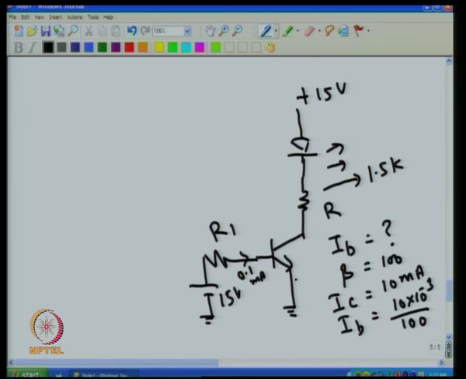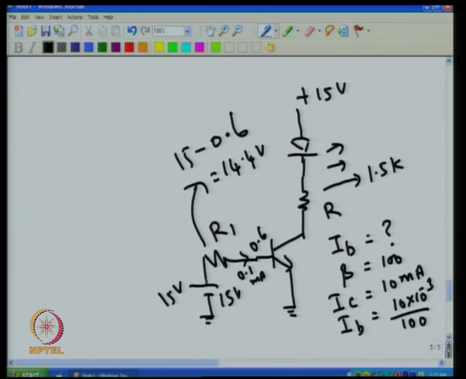Now, we know that this point is 0, and then we know this point has to sit at 0.6, because base emitter forward bias we need 0.6. So, this is 0.6. So, this is 15. So, voltage across this resistance is 15 minus 0.6, so that is 14.4 volt. So, we have voltage across this resistance turns out to be 14.4 volt, because this has no other goal than sitting at 0.6, because if it is less than 0.6 it will not conduct.